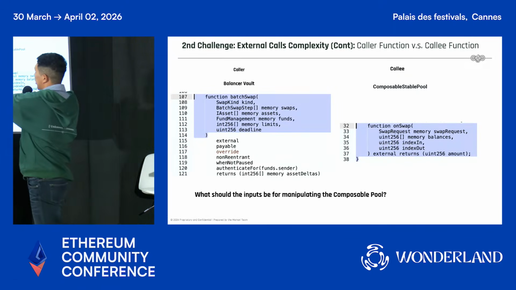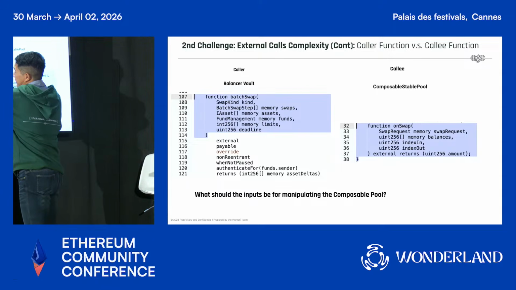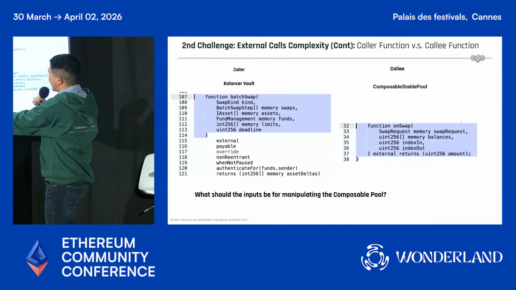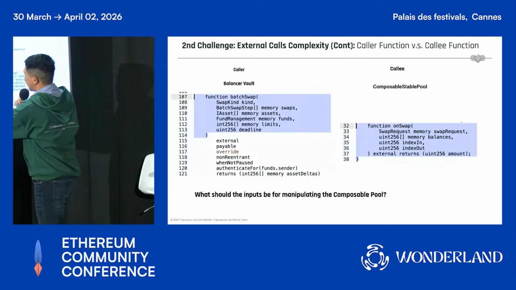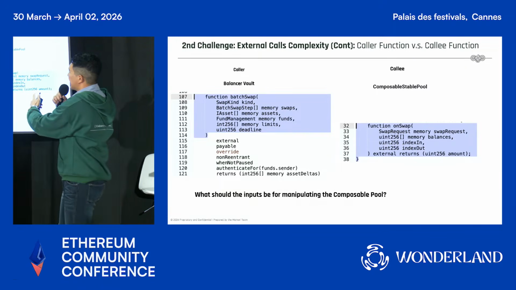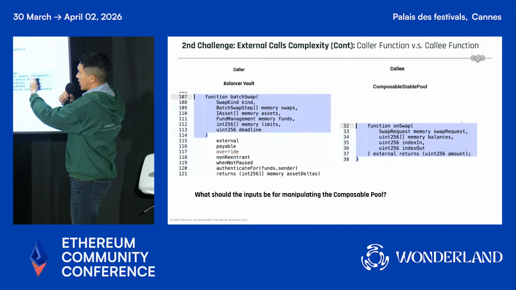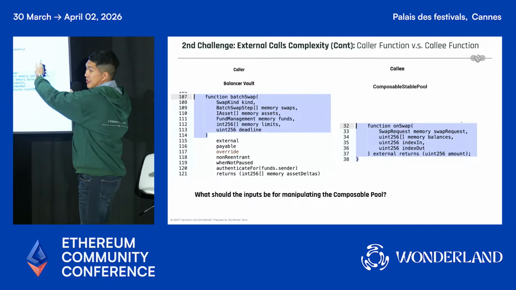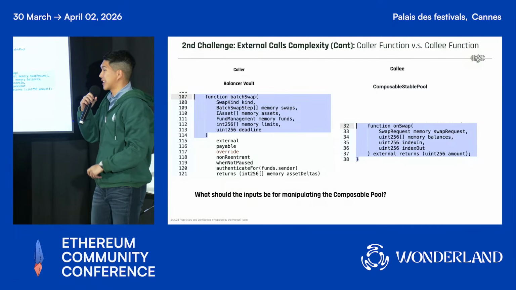So it's the batch swap. They have so many different input parameters that we need to handle, and within the batch swap, we need to find what kind of input we should play around with in order to change the parameter for the external call, which is another real sophistication here.